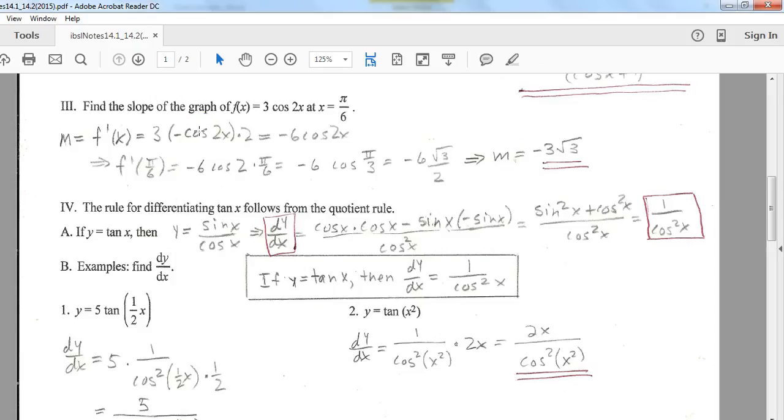So that's what this should be, negative sine. So when we had the cosine of 2x, the derivative would be negative sine 2x times the derivative of the interior function. And if you clean that up, this should say negative 6 sine 2x. And now we can sub in the x value of pi over 6 to get our answer.